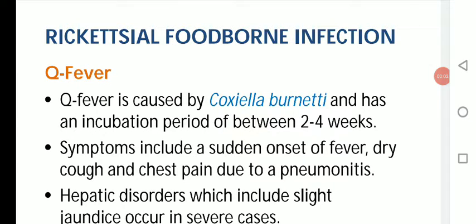Good morning to all. So, we will continue with remaining foodborne infections. In this lecture, we are going to see different rickettsial foodborne infections.